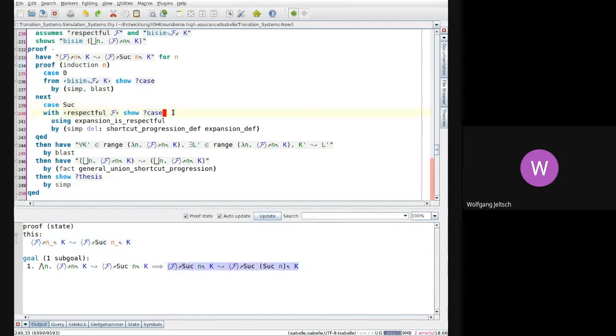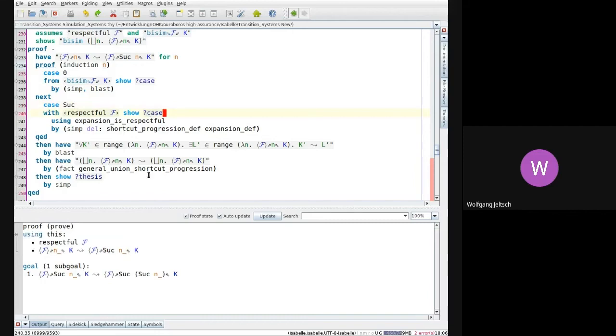And this is what we see here, this word question mark case. What this case statement introduces is really just the thing on the right-hand side of the implication. So we have this as a fact now. The n is fixed, it's called n underscore, and this is what we have to prove. And we can refer to that. So that's about this case thing here.